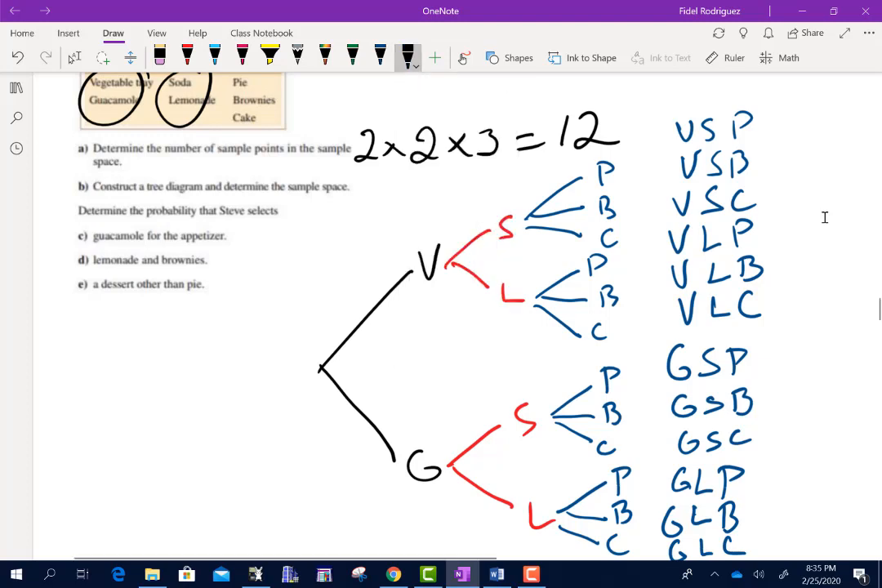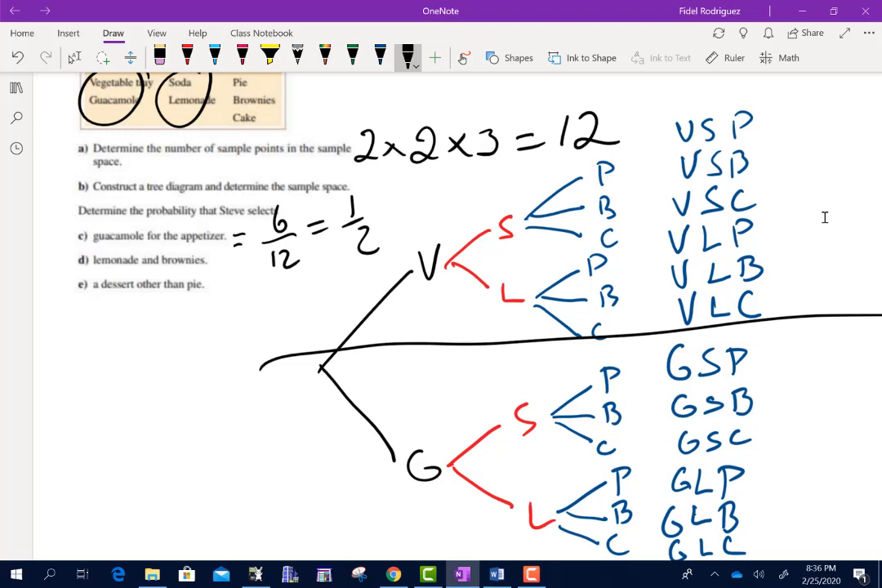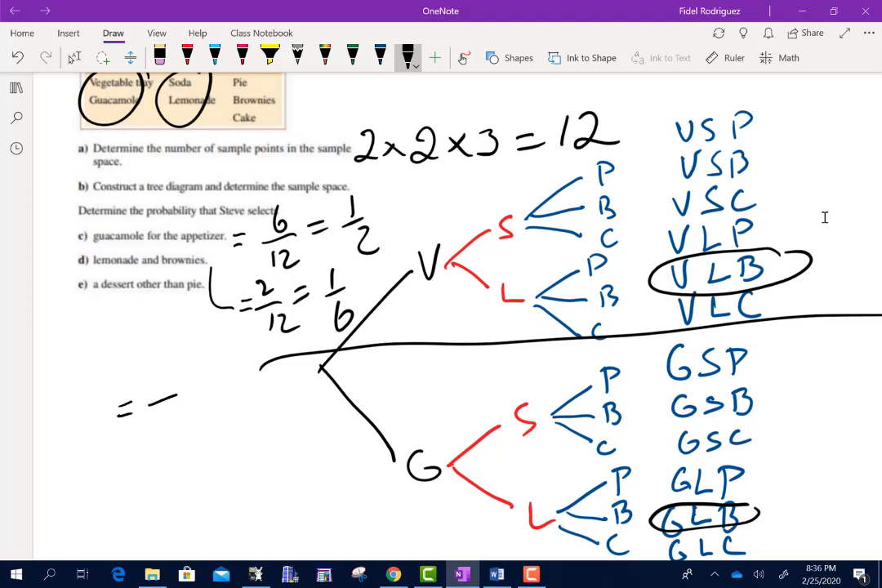Let's see. Okay. So, determine the probability that Steve selects guacamole. Well, guys, if you look here, this thing is cut right in half, right? How many of them are here? Half of the 12, which is 6. That's half. Okay. Lemonade and brownies. Here's a lemonade and brownies, here's a lemonade and brownies, so 2 out of the 12, which is 1/6.